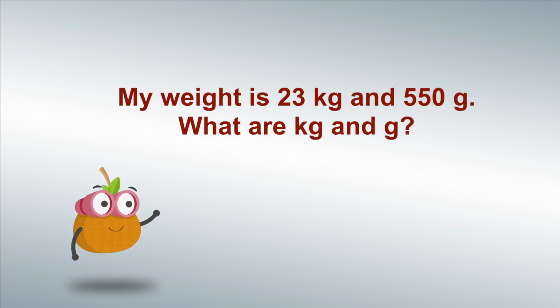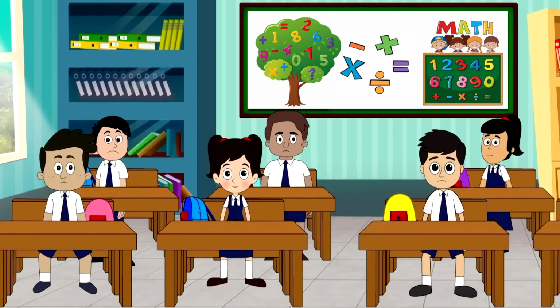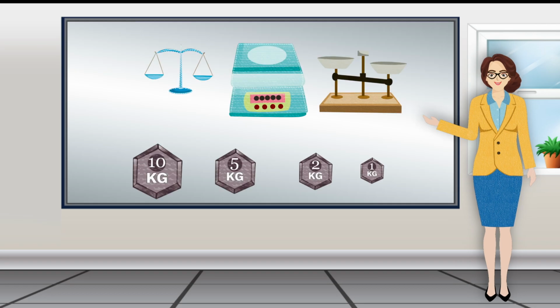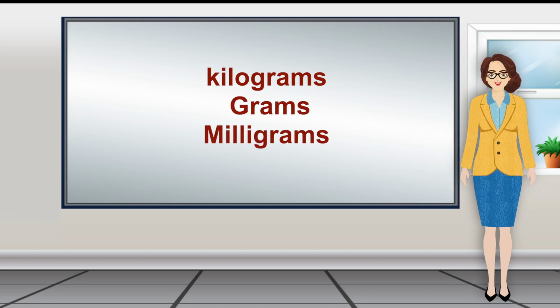Measurement of mass. Today in school, the teacher took our weight and noted it. My weight is 23 kilogram and 550 grams. What are kilogram and gram? Weight is how heavy someone or something is. Different weighing machines or balances are used to measure weight and mass. Weight is usually measured in kilograms, grams and milligrams.